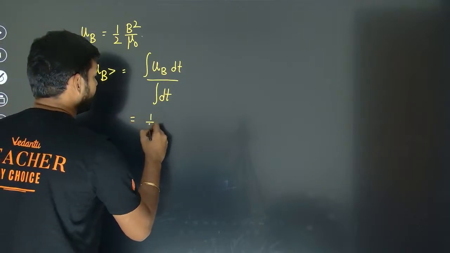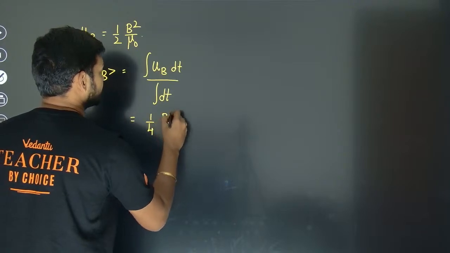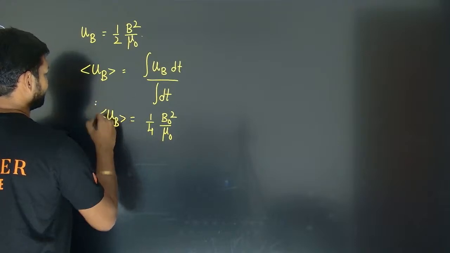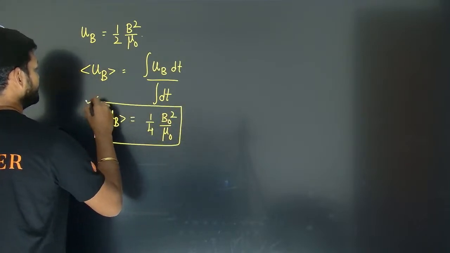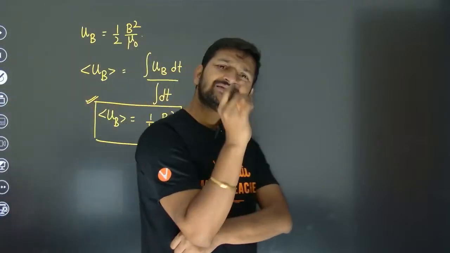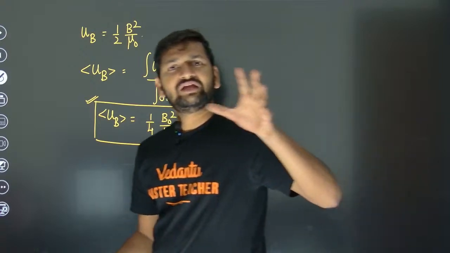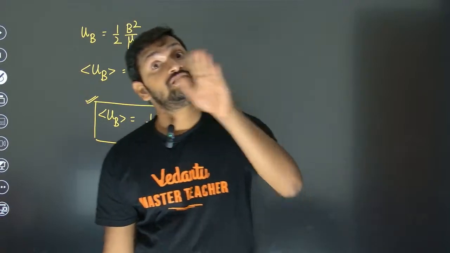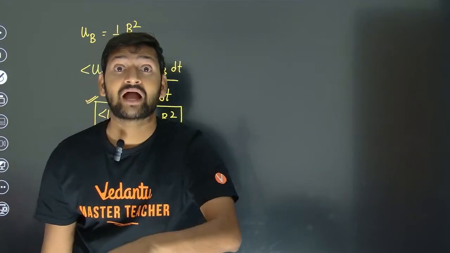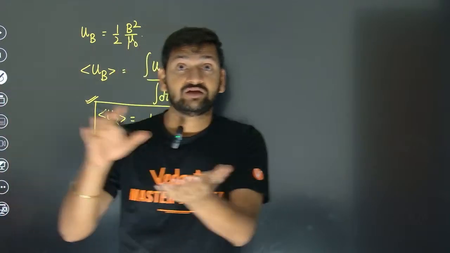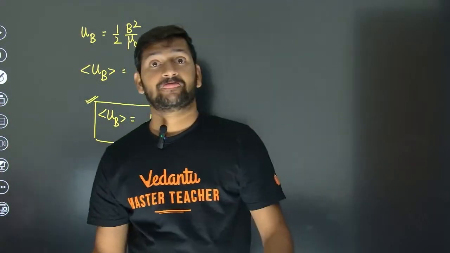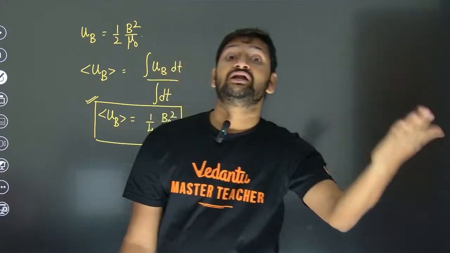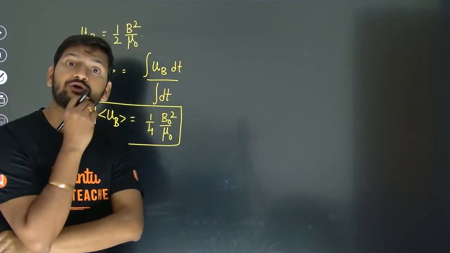You get 1 by 4 B naught square by mu naught. Now some people are going to be like, sir, I'm interested in checking something. What is it? What is that you are interested in? Sir, I am interested in checking when the wave is traveling, will it store more energy in the form of electric field or more energy in the form of magnetic field? So EM wave, electromagnetic wave, is an energy. So is that energy stored majorly with E or majorly with B? That's what we want to check.